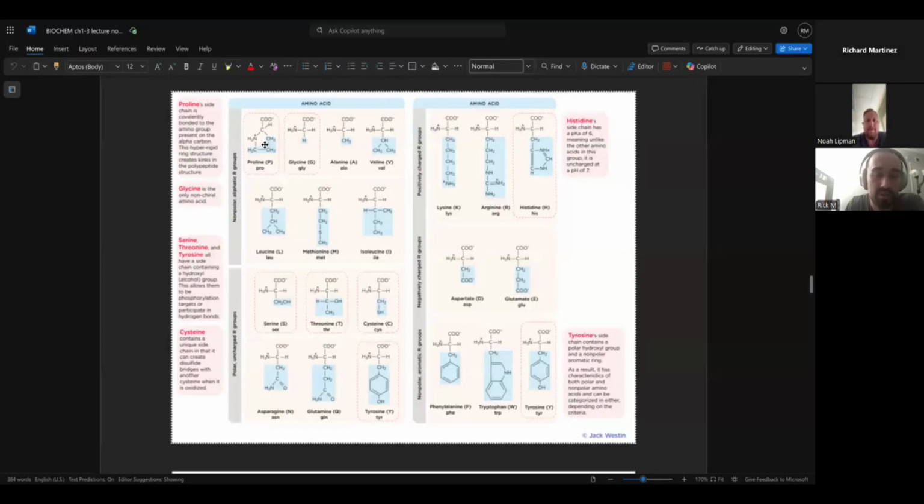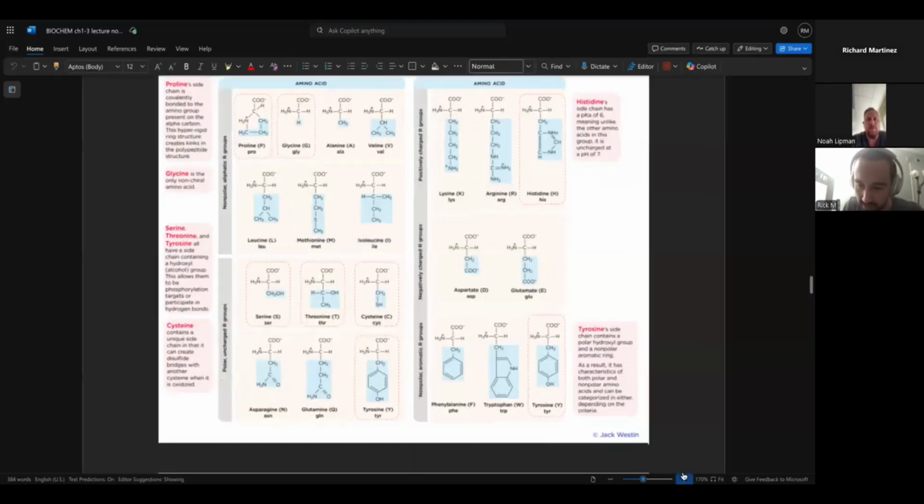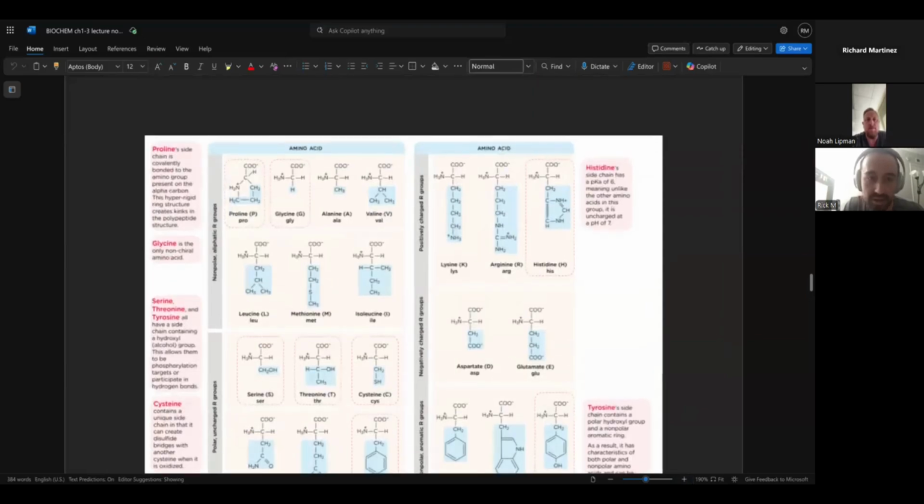Proline has a side chain that helps folding a protein. Not going to go into it anymore. Glycine, let's see if I can zoom in a little bit. Glycine has a side chain that's the only one that's achiral. Same H and H. All these blue groups, by the way, these are all side chains. You don't know what their names are, and that's fine.